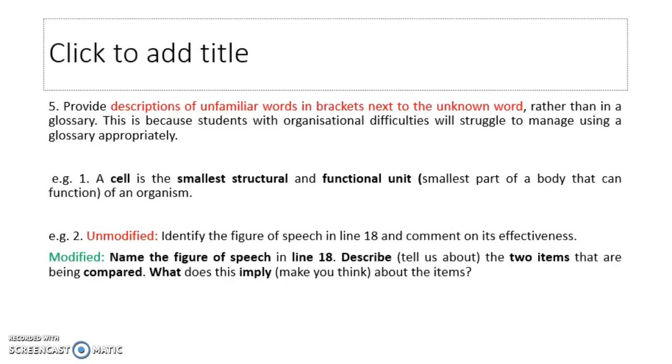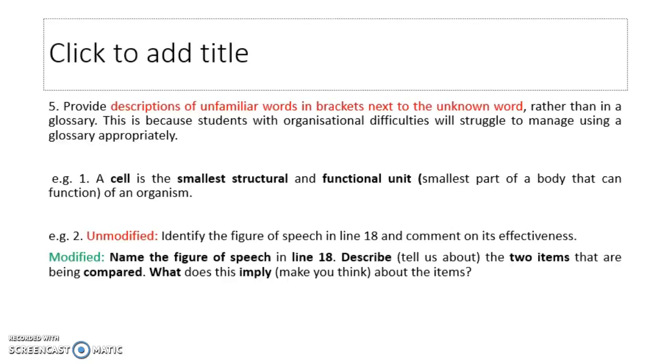In example 2, you've got the unmodified sentence, maybe this is from English, saying identify the figure of speech in line 18 and comment on its effectiveness. That is a very, very difficult sentence for a child with a language impairment or an auditory processing disorder to understand what is required of them.